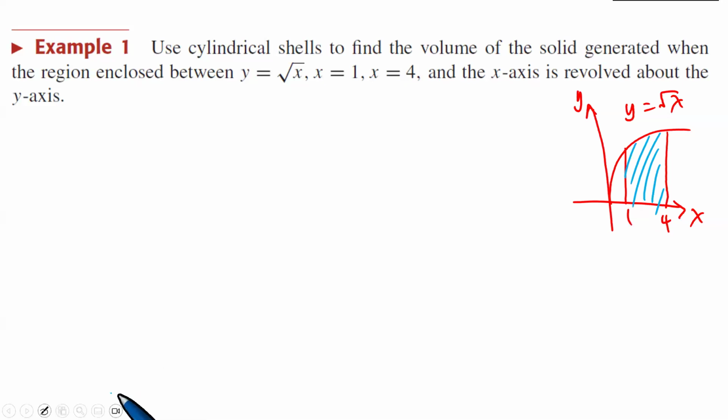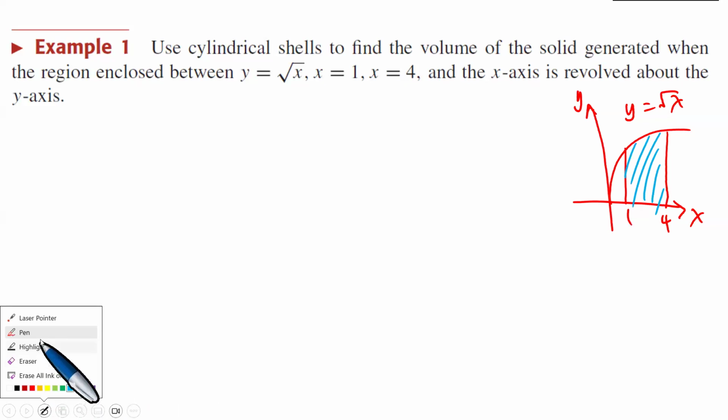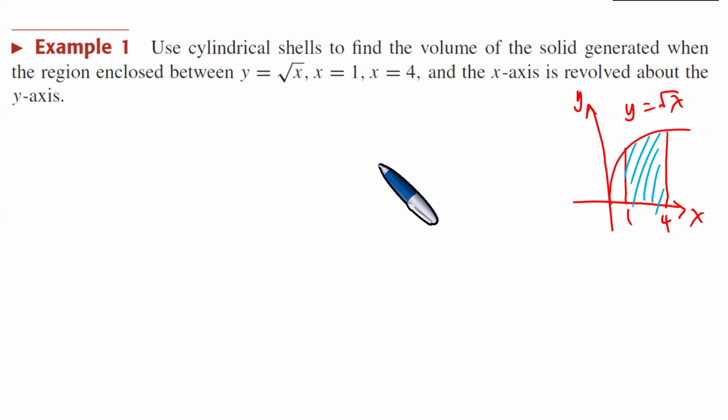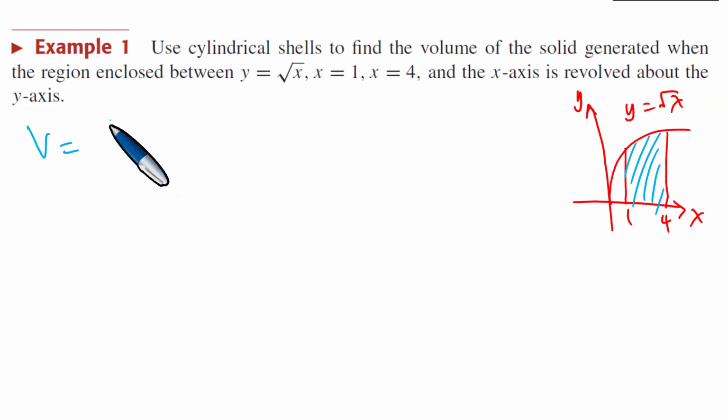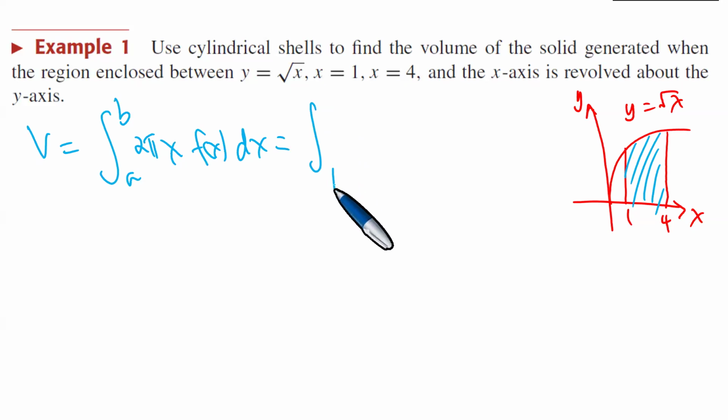Now we want to use cylindrical shells to find the volume of the solid generated when the region enclosed between y equals the square root of x, x equals 1, x equals 4, and the x-axis is revolved about the y-axis. So the volume formula is this one. If it is revolved about the y-axis, you'll have dx, and the limits of integration are from a to b. So you're going to have the integral from a to b of 2 pi x f of x dx. This is the integral from 1 to 4 on the x.